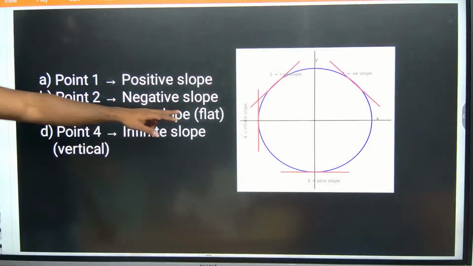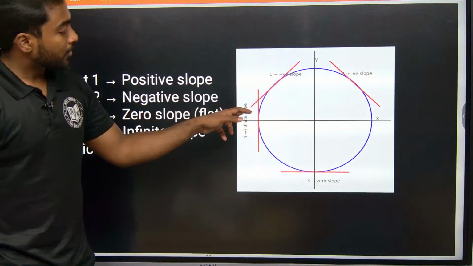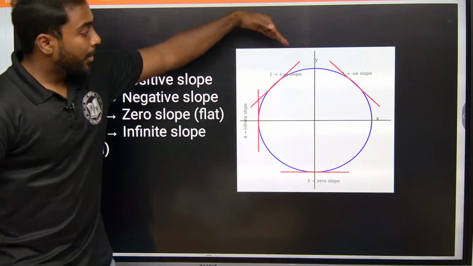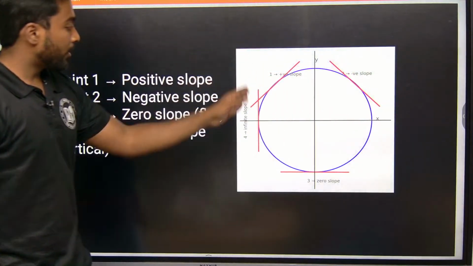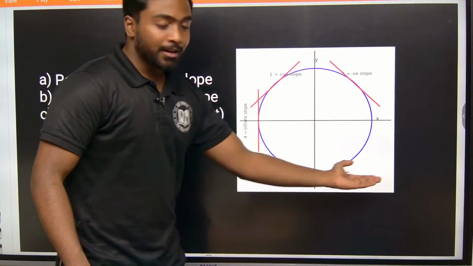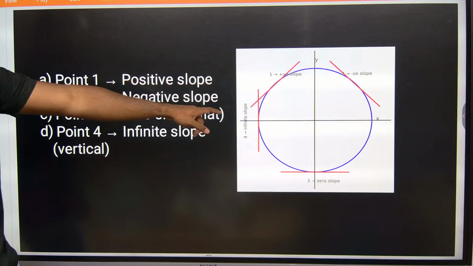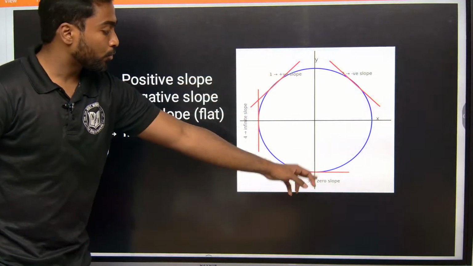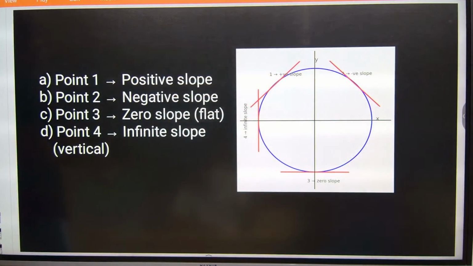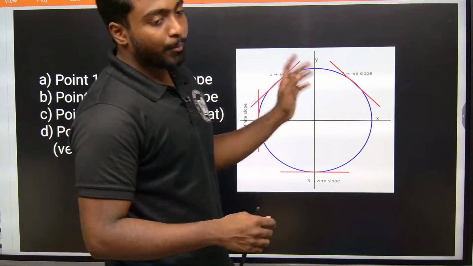You can see here a diagram is given. So it is rising, positive. It is falling, negative. Vertical, infinity. Parallel, 0. So point 1 shows positive slope, which is this point 1. Point 2, 3, 4. Got it now? So this is the diagram. You can note this diagram.